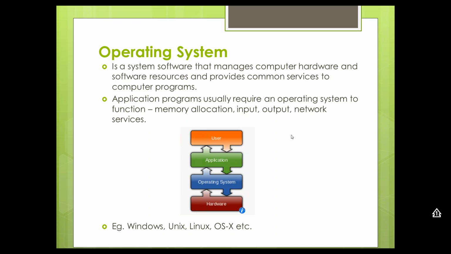So we are familiar with different operating systems, right? The most famous operating system that we are familiar with is Windows, right? The latest version is Windows 10. And then Unix operating systems, you know, Unix, Linux, and OS X. OS X and Linux are just different flavors of Unix.